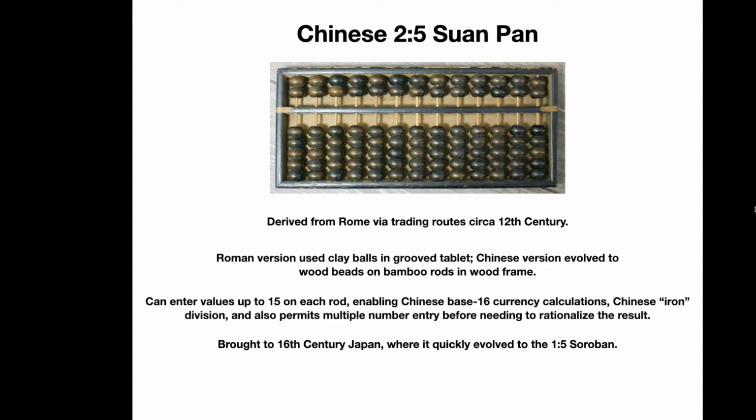The Japanese adapted this abacus in the 16th century, and they quickly turned it into the 1-5 Soroban, which we'll see in a minute. This abacus is still being used in parts of China and East Asia, and they're still being manufactured commonly as a tourist item.